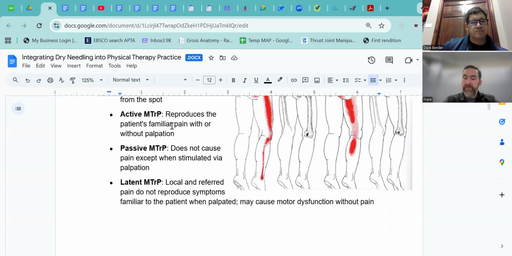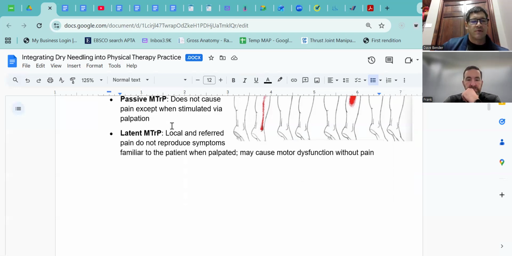that's a little uncomfortable. And I've heard it both ways, where the passive trigger point definition and latent trigger point definition have been used a little bit more interchangeably over time. So depending on who's publishing, I've heard latent trigger points also being referred to as those that don't cause pain except when stimulated with palpation or needling.